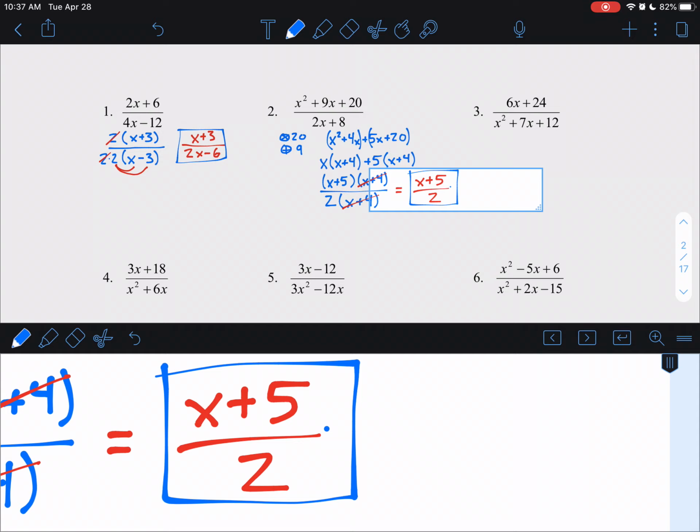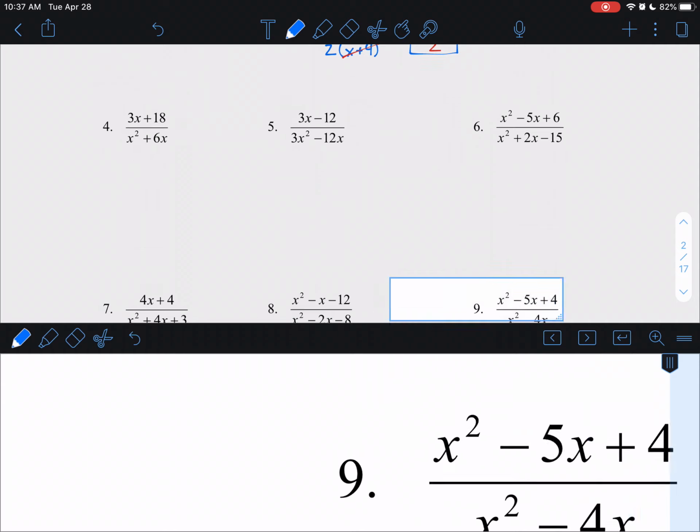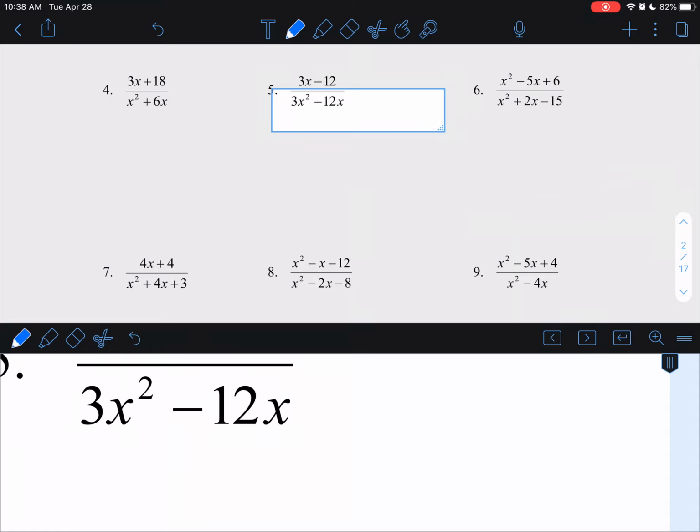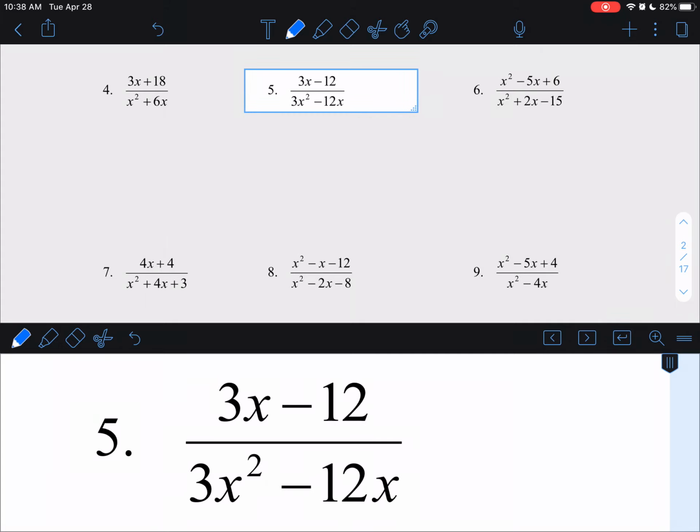So yeah. Let me see. I want to do one more in this section. What's a good one? I like number 5. Yeah, I do.